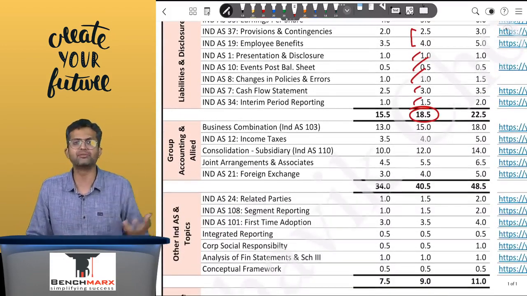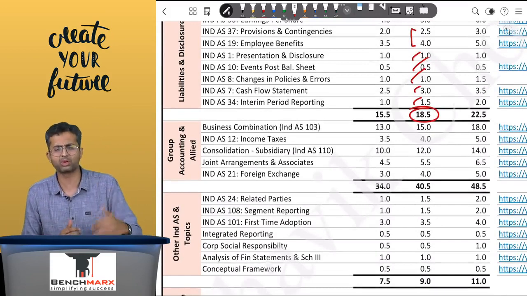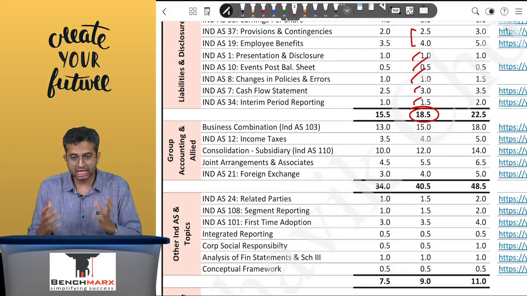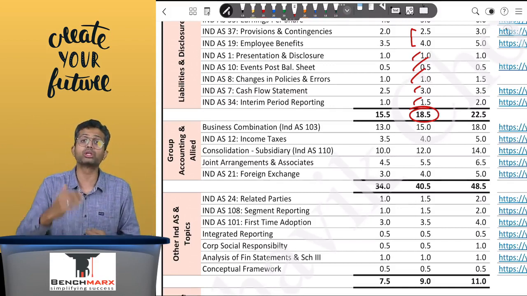Then you address the elephant in the room. You go to business combination and consolidation, group accounting. Now there's no point keeping this right for the end. These are big topics and require their fair share of time. Very important over here are the bigger questions.